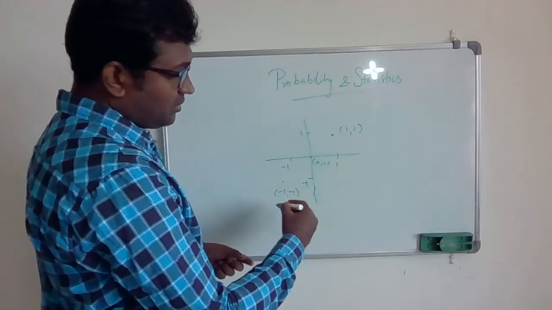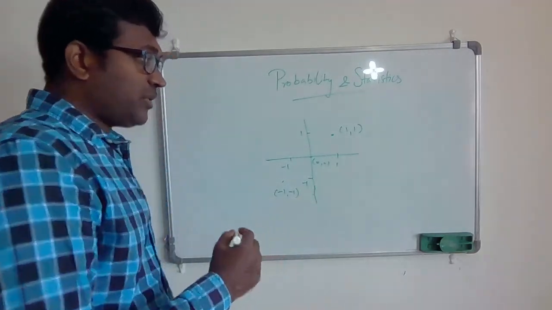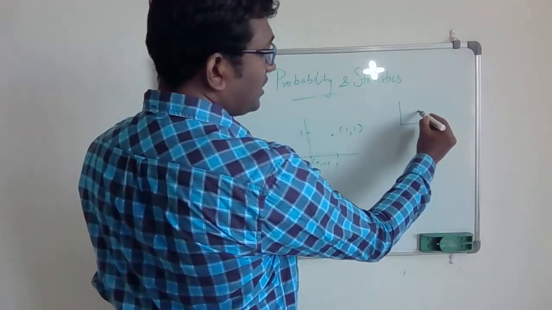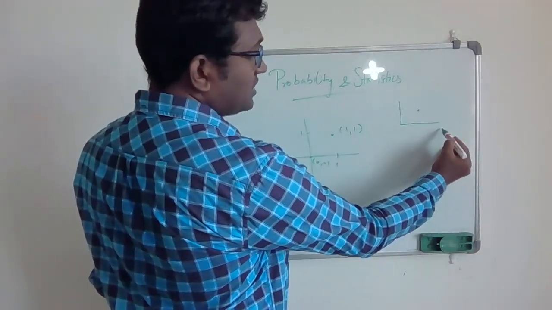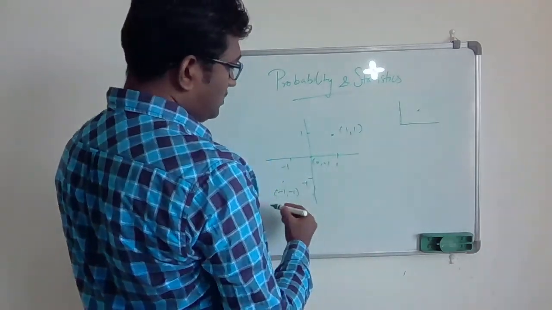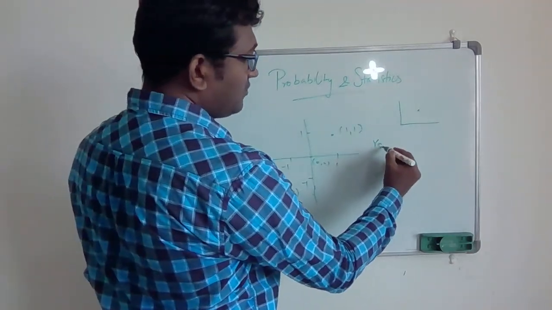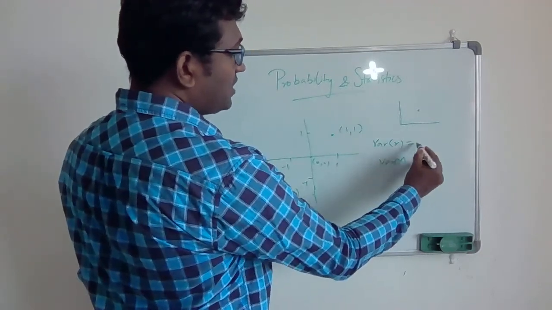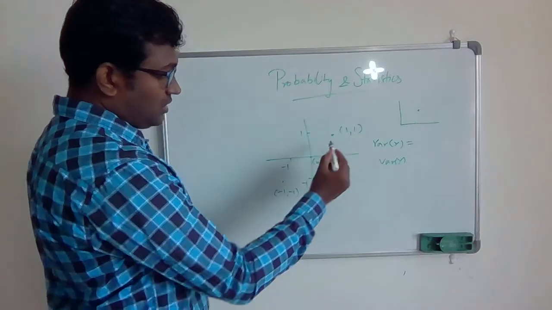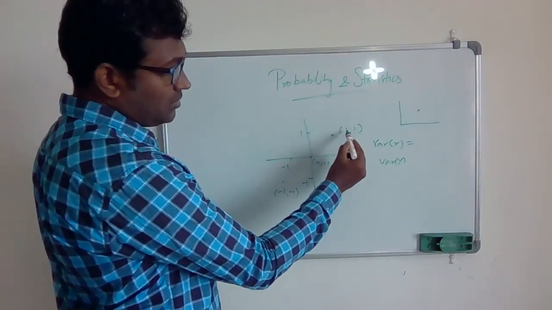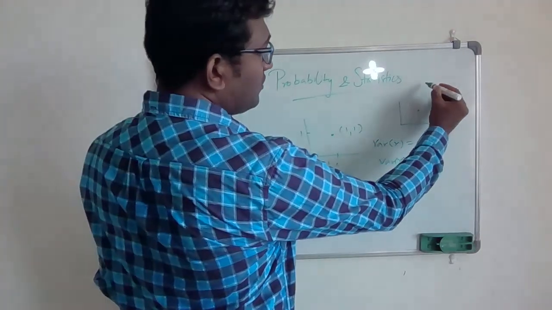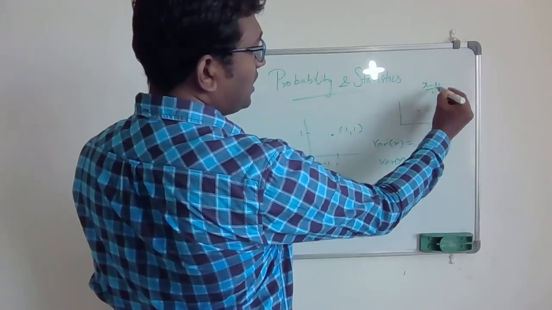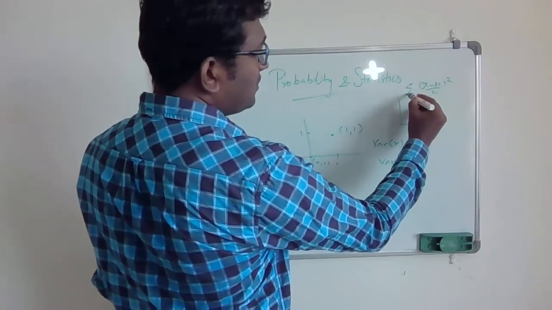Now, in two-dimensional data, you'll have to calculate variance in both directions. So we need to find out the variance in the x direction and the variance in the y direction. For all 3 points, we need to find the variance of x and the variance of y. Let's find the variance of x. The variance of x is 1 by n times the summation of (x minus nu) the whole square.